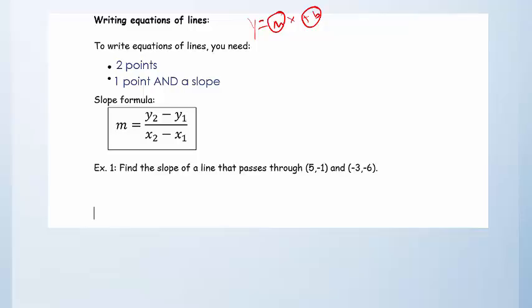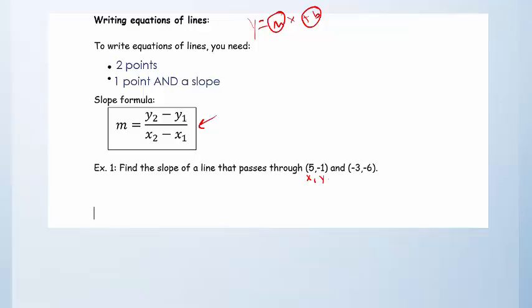So this should look familiar to you. This is your slope formula. You basically subtract your y coordinates, and you subtract your x coordinates, and you write your answer as a fraction, a reduced fraction, that is. So for the first example, we're just going to find the slope, okay? We're not going to write the whole equation.